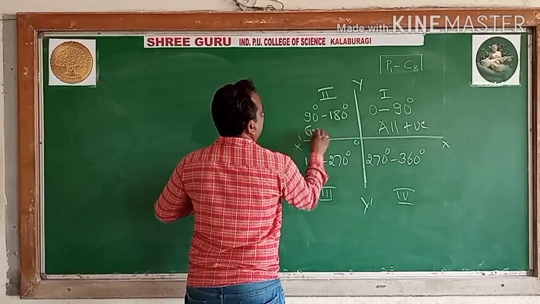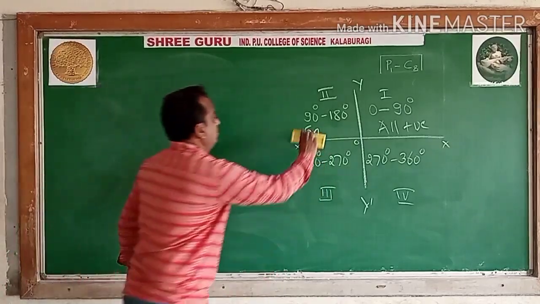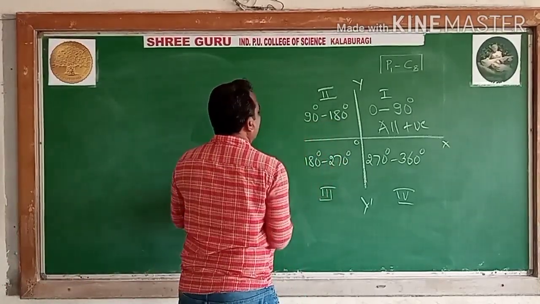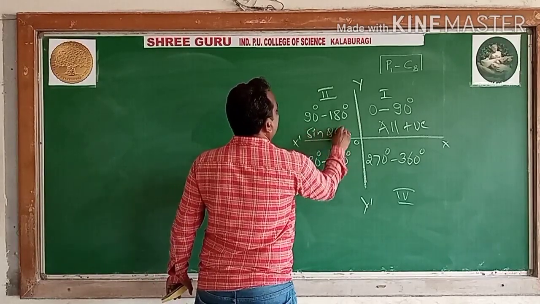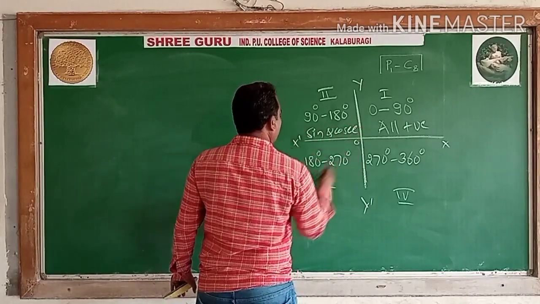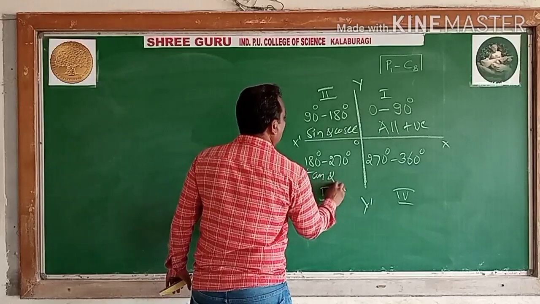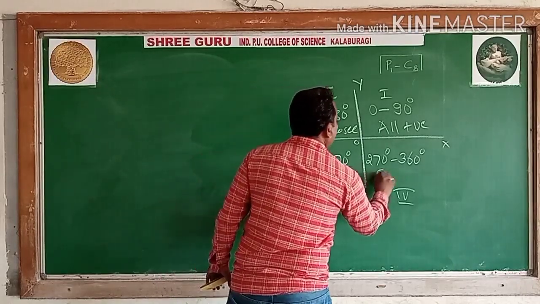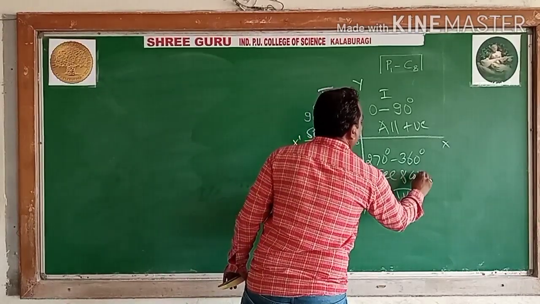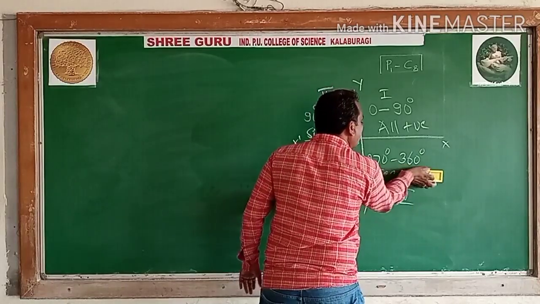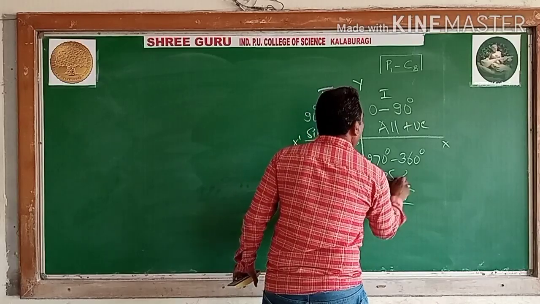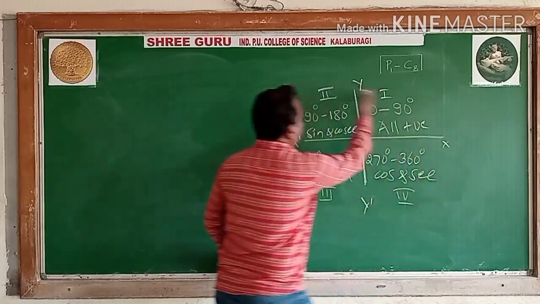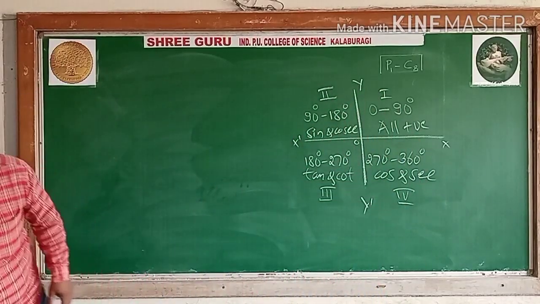here sine and cosec are positive. In the second quadrant, sine theta and cosecant theta are positive. Sine and cosec are positive. Here tan and cot are positive. And here cos and sec are positive. Sec is the reciprocal of cos. Cos and sec are positive with respect to the quadrants.